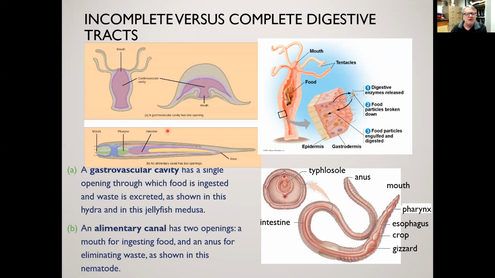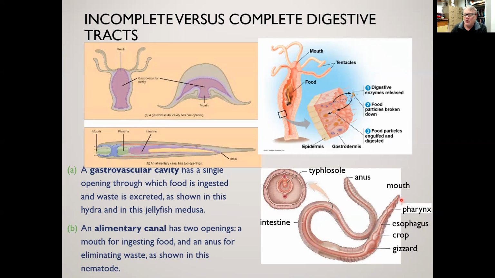Compare this to, I believe this is a leech, and this organism has a complete digestive tract, starting with the mouth, the pharynx, and then an intestine and an anus. So that means food can enter the mouth, and then the process of digestion will happen in specific steps along the way. So there can be great specialization in the process.